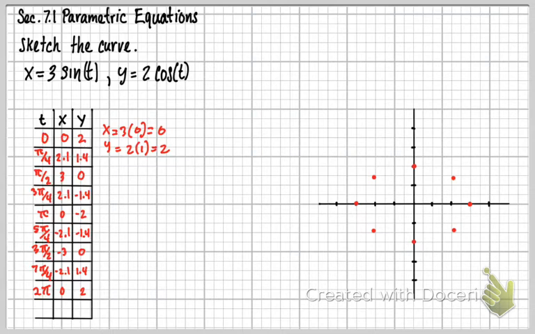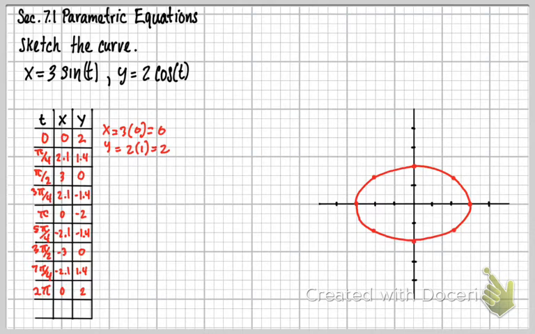Now if we graph the path, we start from here, go around in this direction, there it is. And then we keep going, and then we go back around. There's our path.